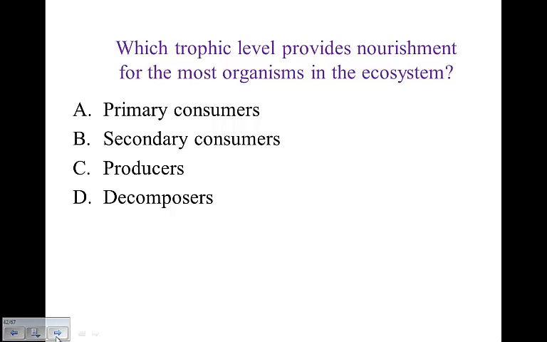All right, here we go. Okay, so let's see what you know. You have to answer these questions. Which trophic level, which feeding level produces nourishment for the most organisms in the ecosystem? Which one do you think it is? Think. Which one had the most energy? Okay, write your answer in your paper.